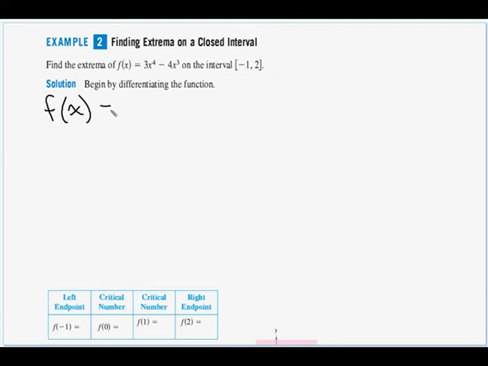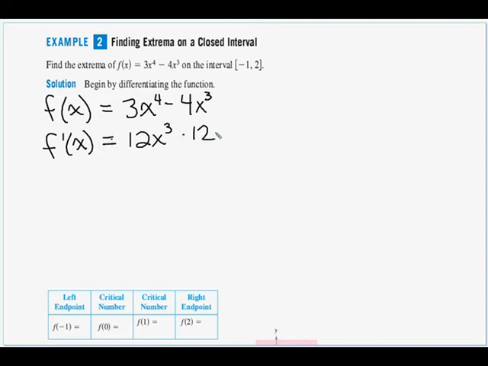So f of x is equal to 3x to the fourth minus 4x to the third. And our derivative, f prime of x, is equal to 12x to the third minus 12x squared. So first we take the derivative, and now we're going to set that derivative equal to 0. And we want to factor this as far as we can go. What can we pull out of each of those terms? Well, we can pull out a 12x squared.